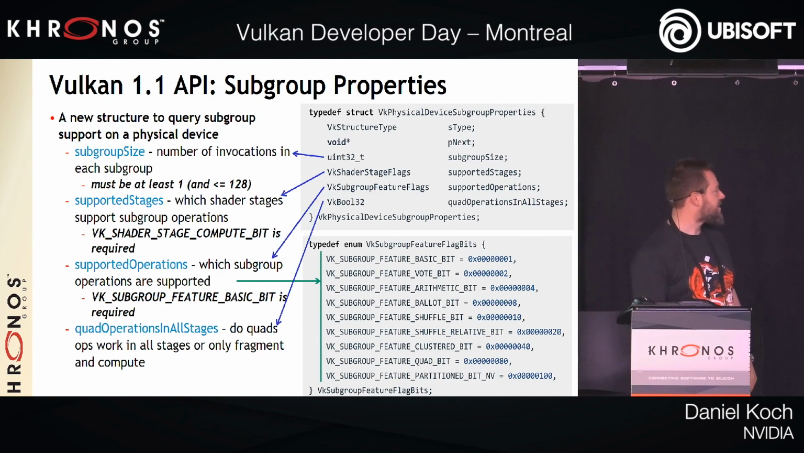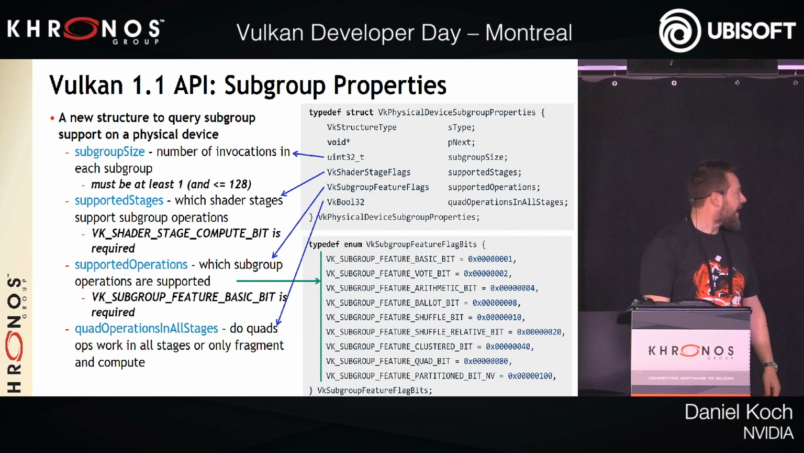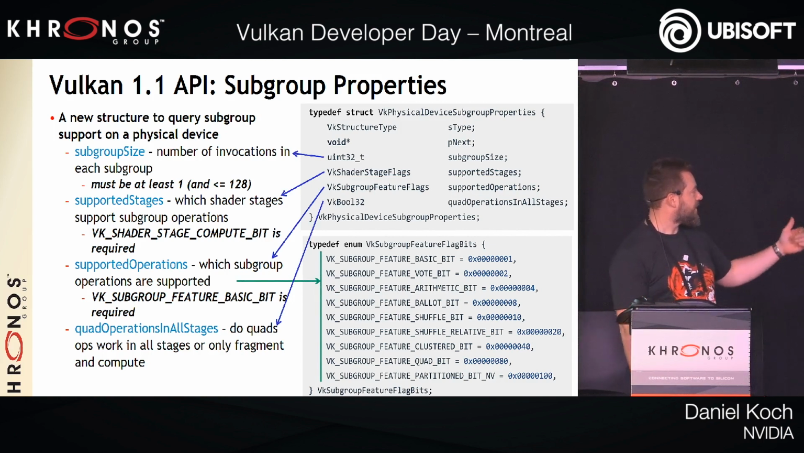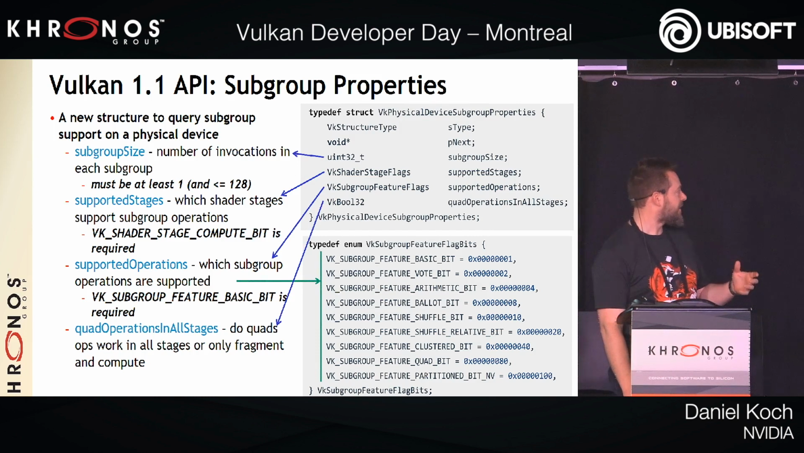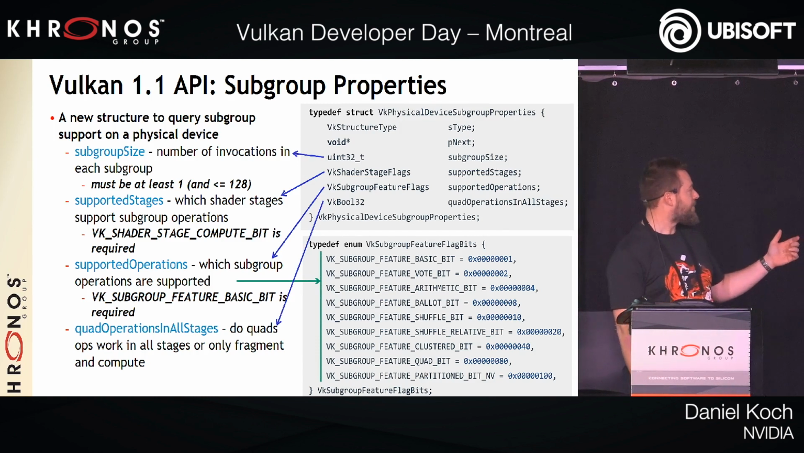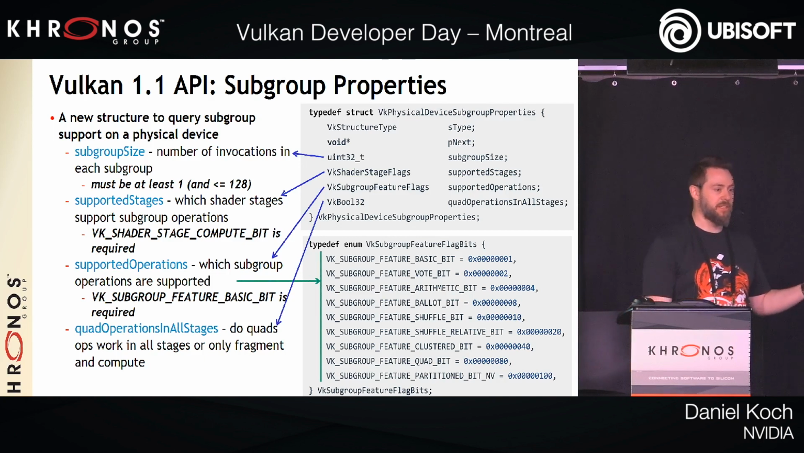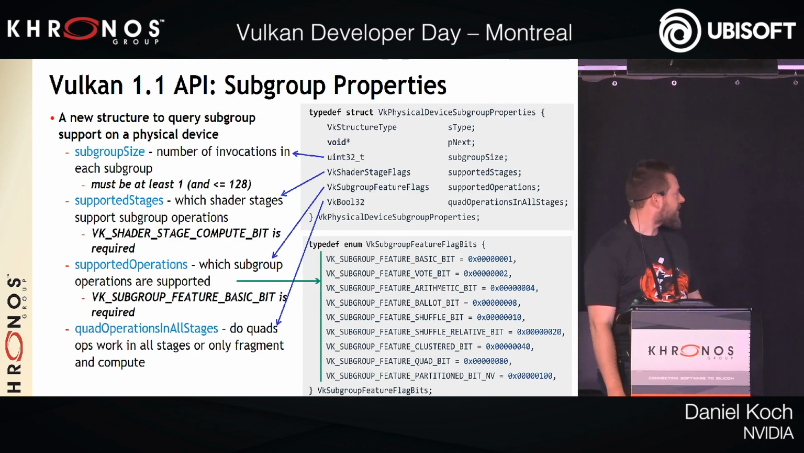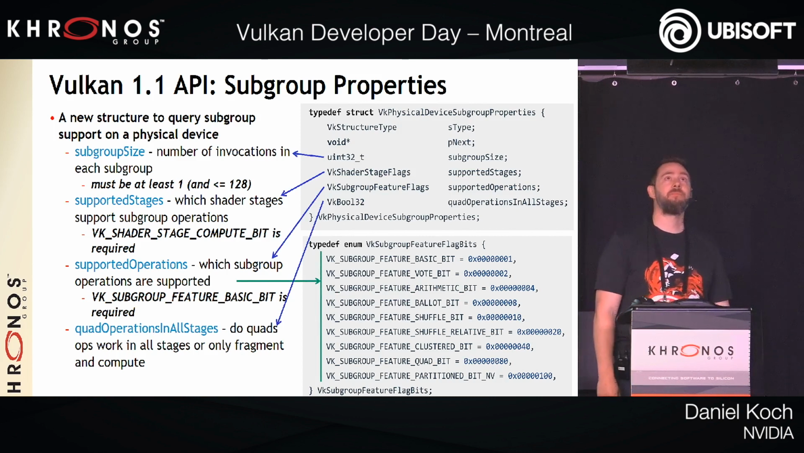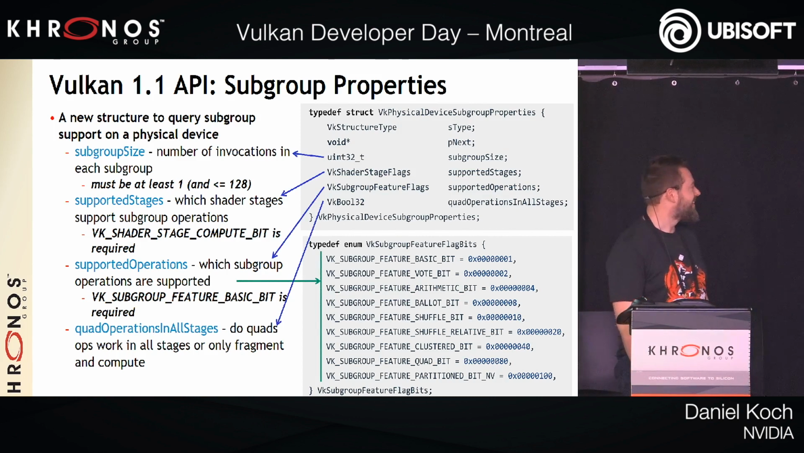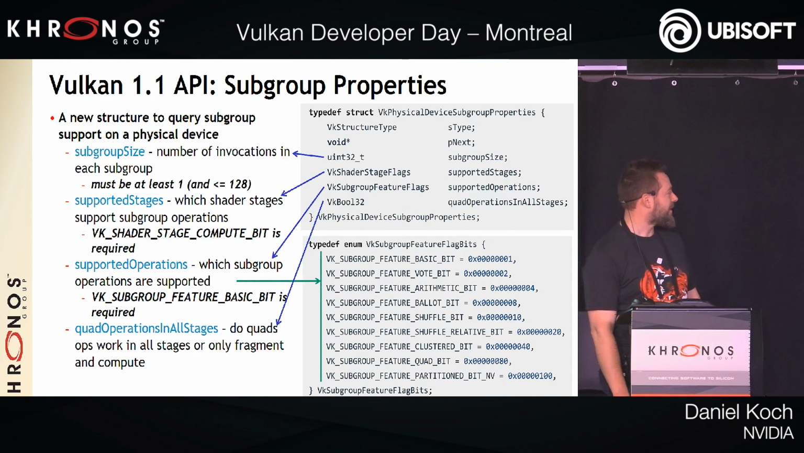You can query which stages are supported. They're optional, but they're supportable in all stages in Vulkan. Only the compute shaders are required, but they're also supportable in fragment, vertex, tessellation, geometry, etc. And supported operations, there's a list of the operations there. There's a whole lot of them. I'll be going through what they all mean. That's basically what the rest of my presentation will be about, explaining how they work.